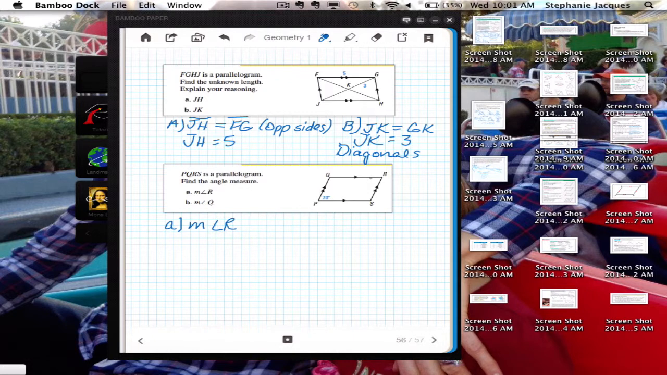So we know over here the measurement of angle R is actually equal to the opposite angle. So we know that the measurement of angle R is equal to the measurement of angle P. And we know that angle P is 70, so therefore the measurement of angle R should equal 70 degrees. And I would just justify that by saying opposite angles.